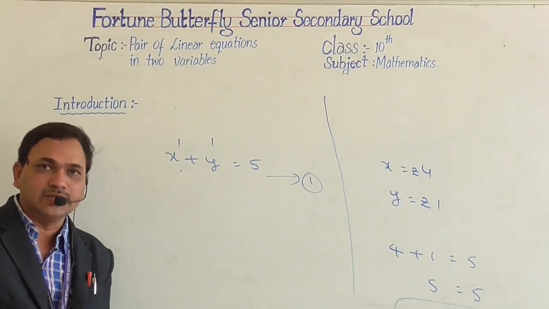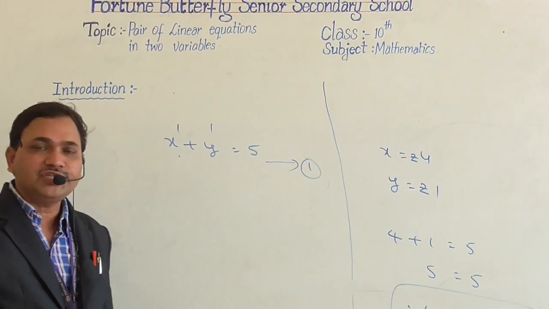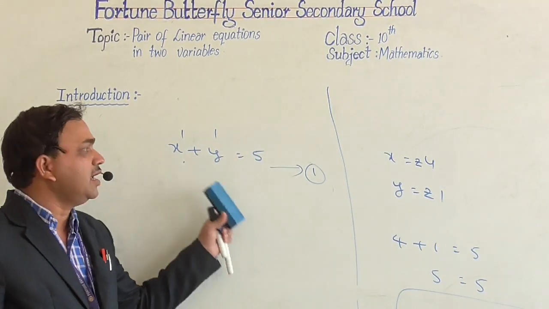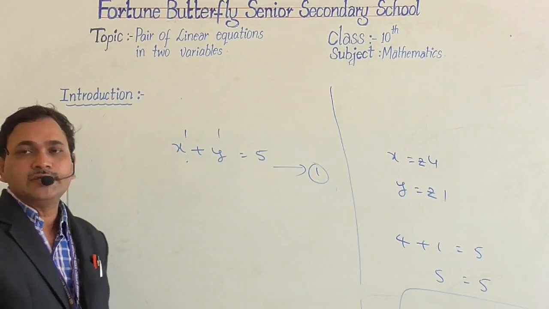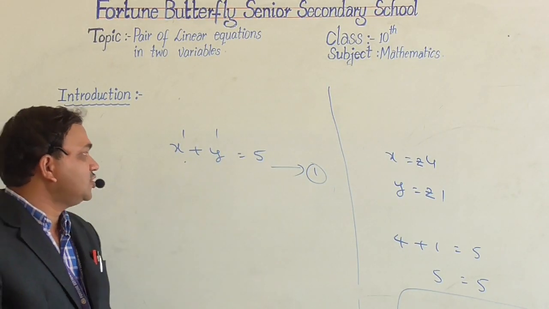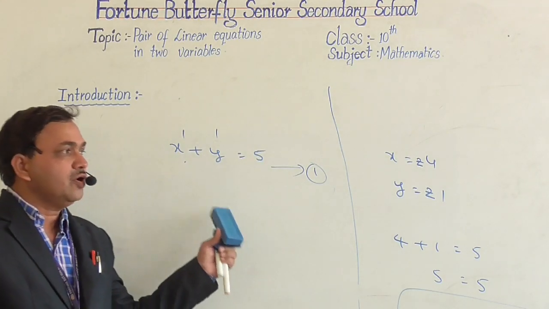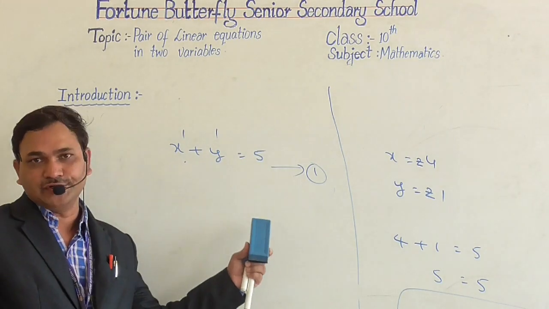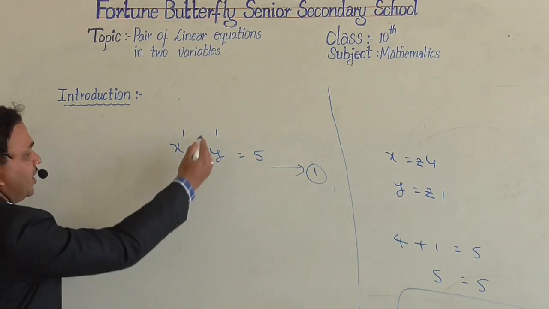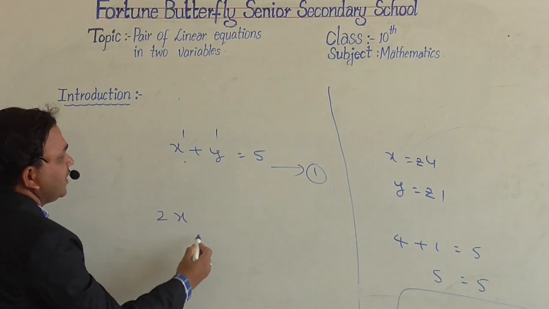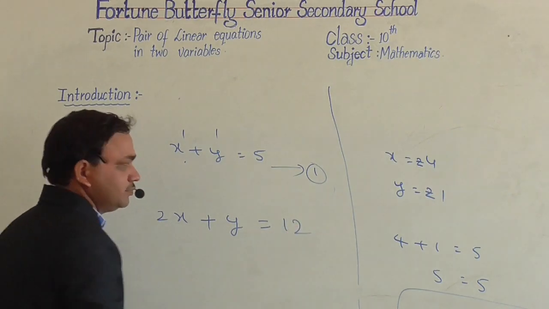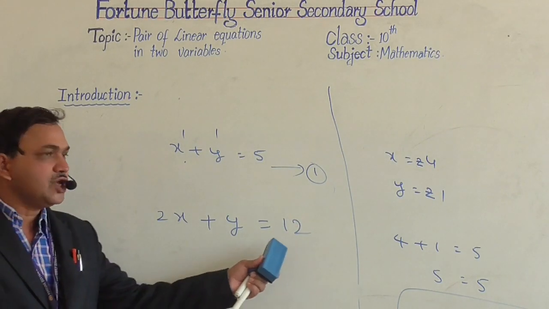When the power is 1, the equation is known as a linear equation in two variables. So this is the first situation. In the same situation, suppose you go to your friends and collect some fruits. For example, one fruit value is 2x rupees and another fruit value is y, and the total is 12. So 2x plus y is equal to 12.